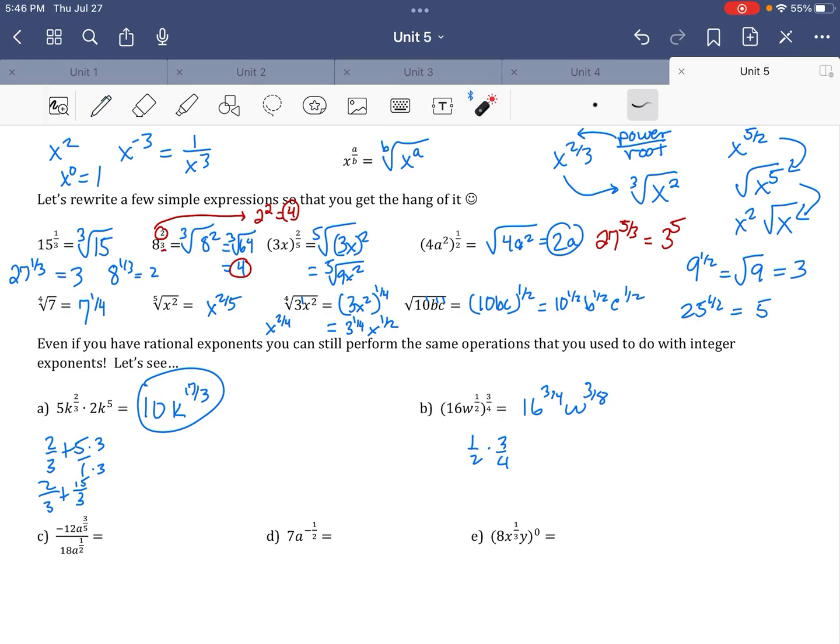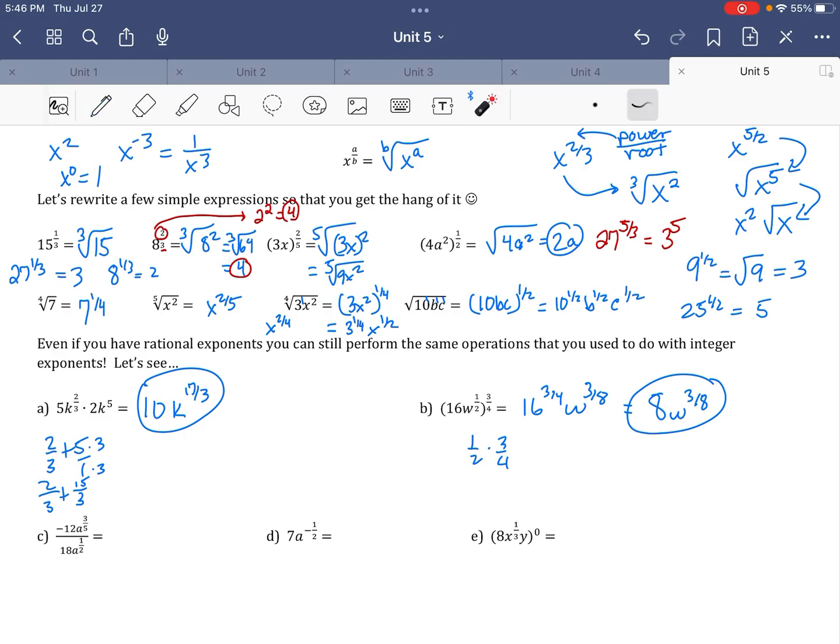Now let's check on that 16 to the 3/4. I don't know about you, but I don't want to do 16 to the 3rd, because this means 16 to the 3rd, 4th root, or it means 4th root of 16 all to the 3rd. I know the 4th root of 16 is 2, and then 2 to the 3rd is 8. So that's what we're going to do. w to the 3/8.